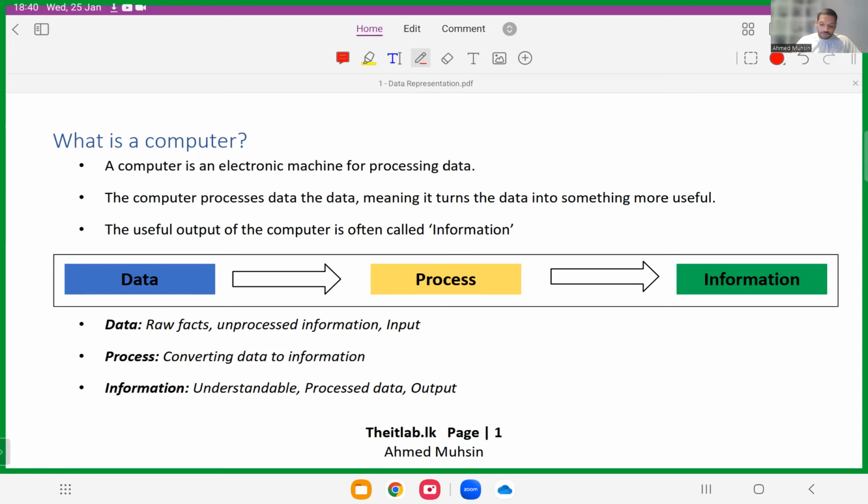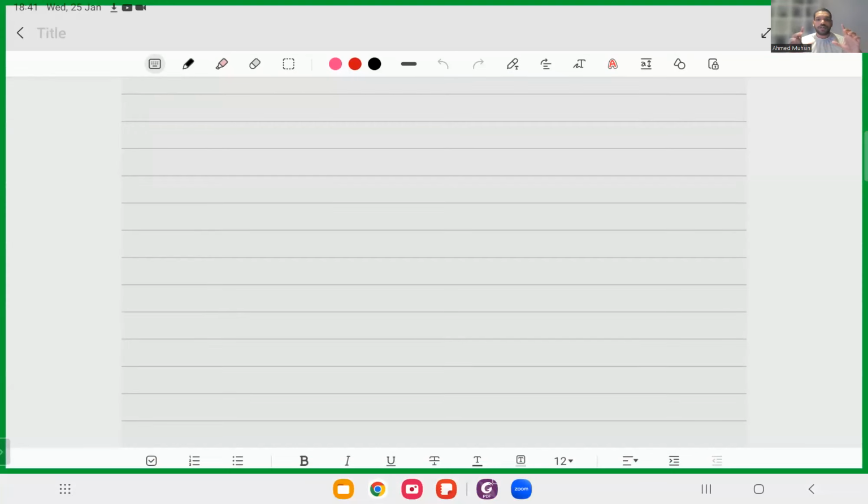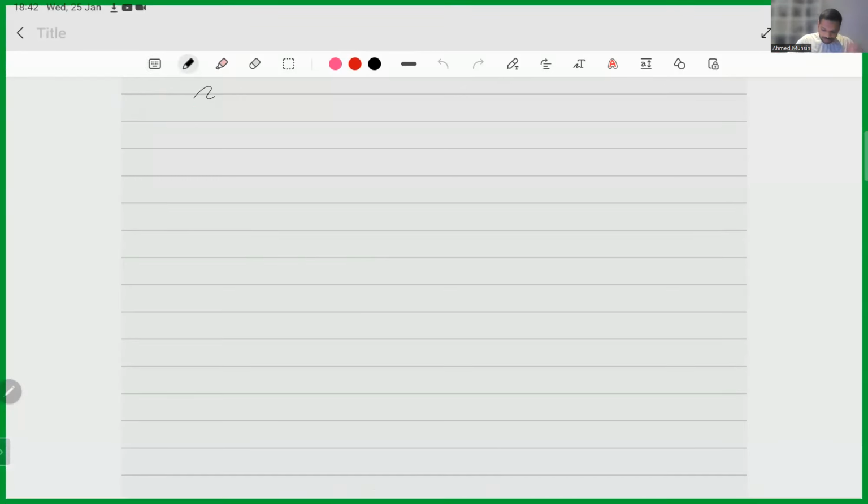Now, what I want you all to look at is the diagram that has been given over here, where you can see data, process, information. This is where I'm going to spend some time. What I want you to remember is something very important, something that every computer follows, known as the IPO cycle. This is something that every computer follows.